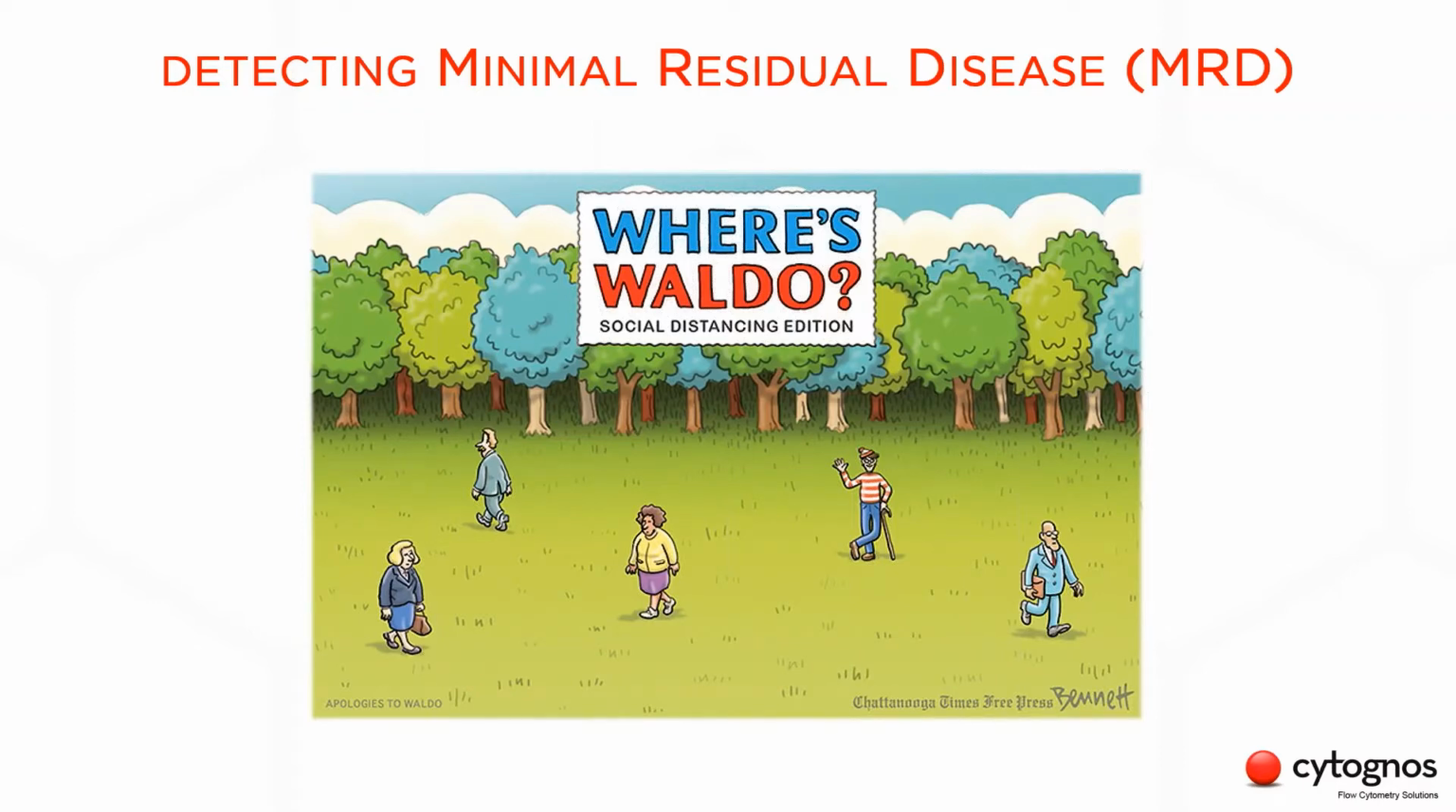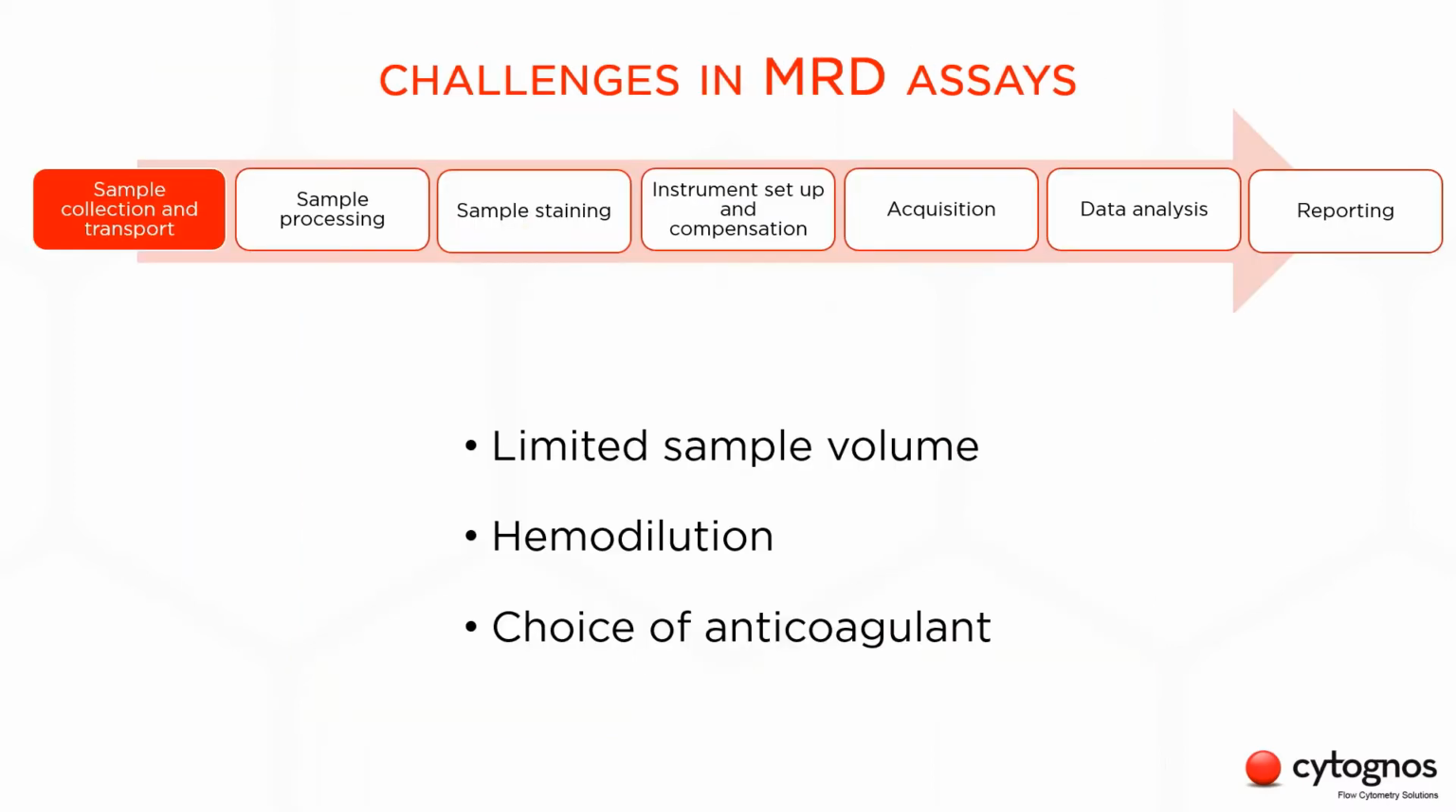However, more sophisticated tests, such as minimal residual disease assays, pose additional challenges in the lab. To follow up patients, we usually analyze bone marrow, which is a very delicate specimen. Sometimes we only get a small volume to run the test, and we can have hemodilution issues if we don't get the first pool. Plus, the anticoagulant may affect marker expression. For example, heparin downregulates the CD138 expression in plasma cells.